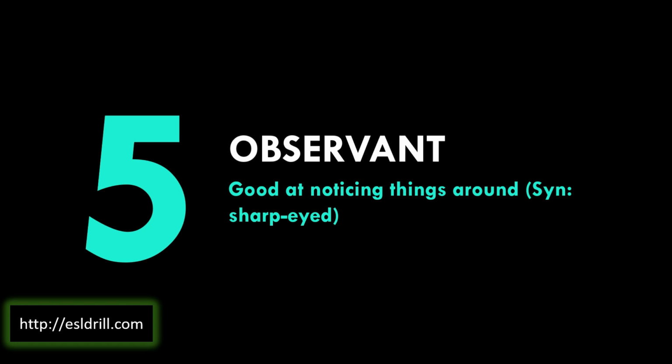The fifth one is observant. The meaning is good at noticing things around. The synonym is sharp-eyed. Now, if a person is observant, he or she is good at noticing things around, and they are sharp-eyed people. Observant people are sharp-eyed people. They observe things very well. Do you think this is positive or negative? We all like to be observant. So, this is positive.